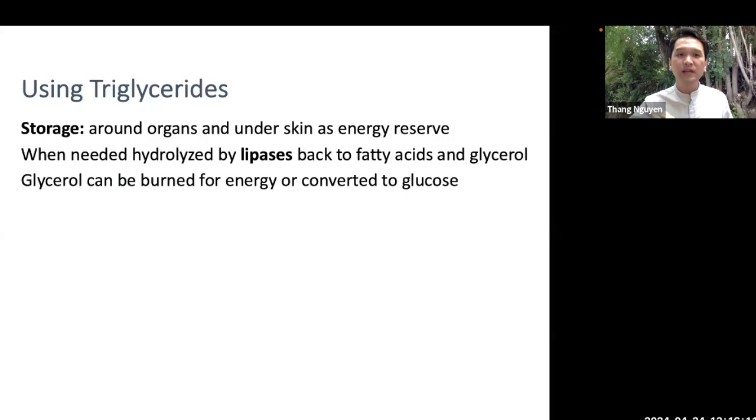And why is that? Because the glycerol, for one, can be burned directly to use as energy, but also it can be converted to glucose. And as we've seen before, glucose is used as an energy currency, an energy source, right? So that's how we use triglycerides, fats, when we eat.